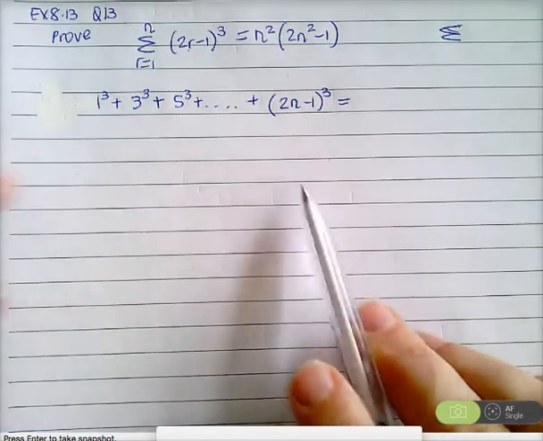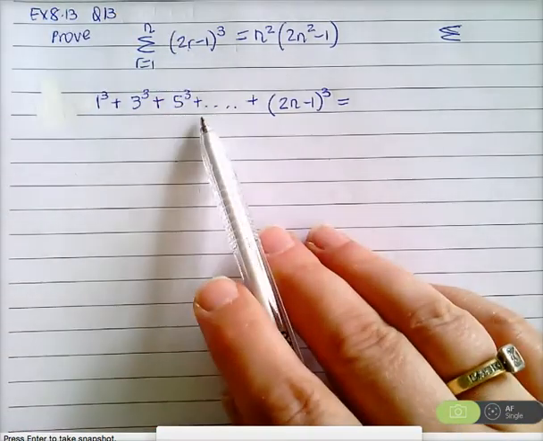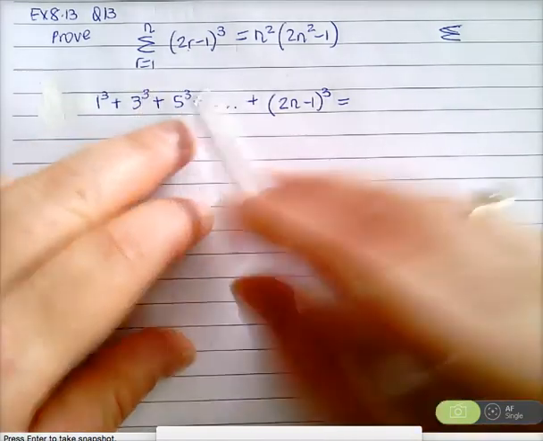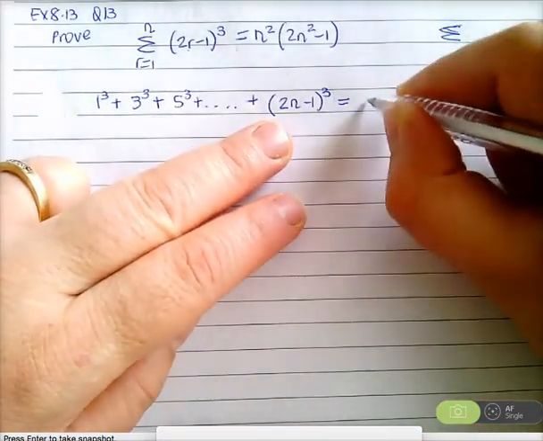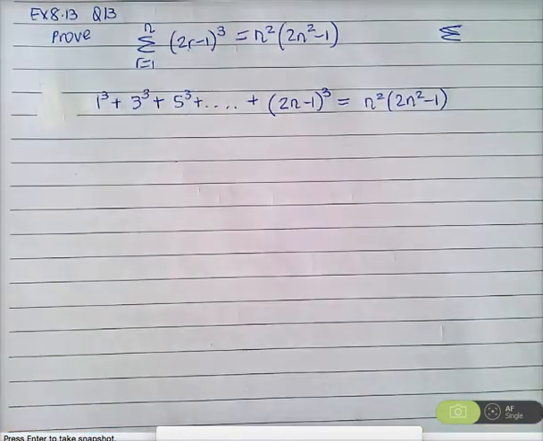Now that's how you saw the questions yesterday. They started like this as opposed to that. That's the only difference that we're doing today. So 1 cubed plus 3 cubed plus 5 cubed all the way up to 2n minus 1 cubed is equal to n squared, 2n squared minus 1. That's what we're trying to prove.